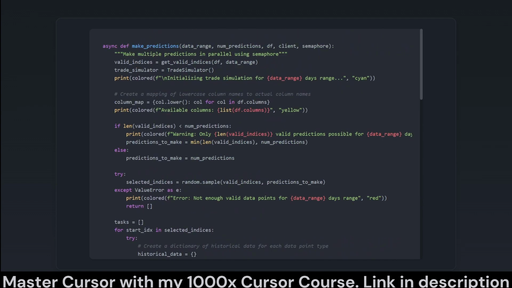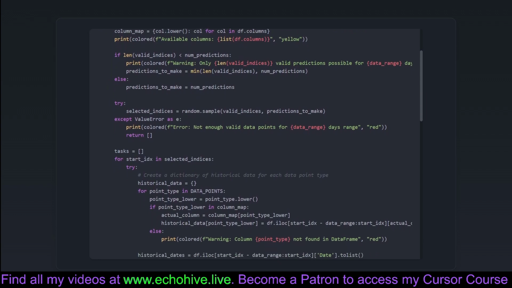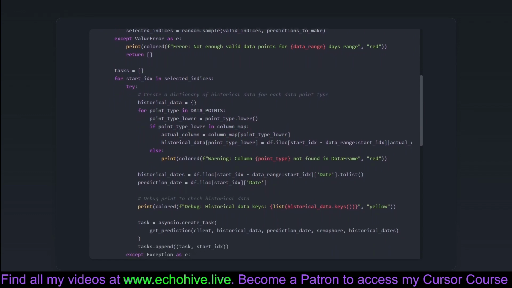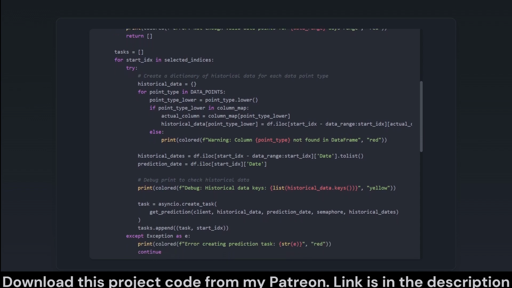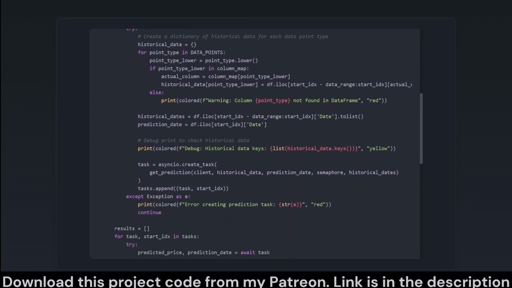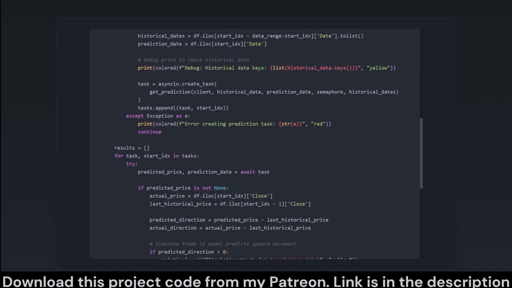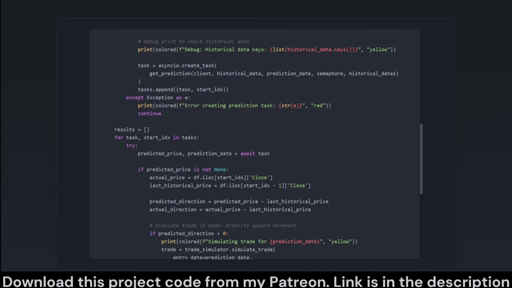Now that we have our prediction mechanism, make predictions steps in as the orchestrator. Its role is to manage the hustle and bustle of multiple prediction tasks, ensuring everything runs smoothly in parallel, akin to a Broadway stage manager. This async function cycles through potential prediction points in the stock data, applying historical data for prediction, and orchestrates multiple calls to get prediction. It hands each task a semaphore, the backstage pass to the API, to ensure an orderly procession. Crucially, this function also integrates with our trade simulator, processing predictions into simulated trades.